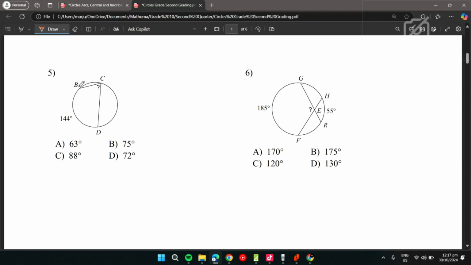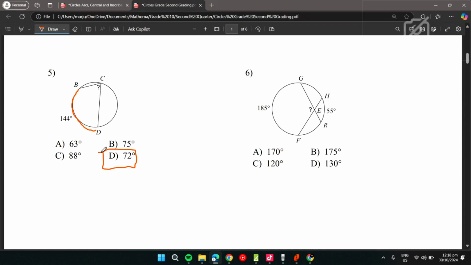Alright, so again, this is an intercepted arc. Ang theorem, sinasabi, ang inscribed angle is 1/2 of the measurement ng arc na yan. So, this is 144. Anong 1/2 ng 144? That is just 72. Alright? So, again, that's very straightforward. Madali lang pag inscribed angle.